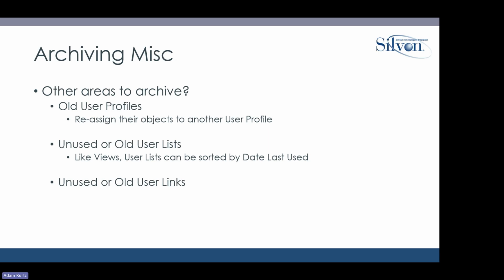Similarly, you can do the same thing for user lists. Just like the views, you can select the user list that you want, and you can play the same game in the user list menu, where you can sort it by date last used, and then decide whether you want to just whack the older user lists that are not being used. Okay. User links as well, same concept.